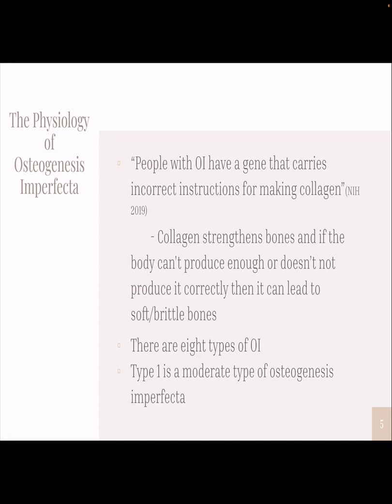So the physiology of osteogenesis imperfecta. The physiology of OI is an incorrect instruction of collagen production. As I've said previously, this can cause brittle or soft bones, which can affect the safety of the patient. There are also 8 types of OI, which range from mild to moderate or even severe cases. Type 1 is the mildest case. Collagen strengthens bones, and if the body can't produce enough of it, that's what leads to it. So that is the mutation that happens.